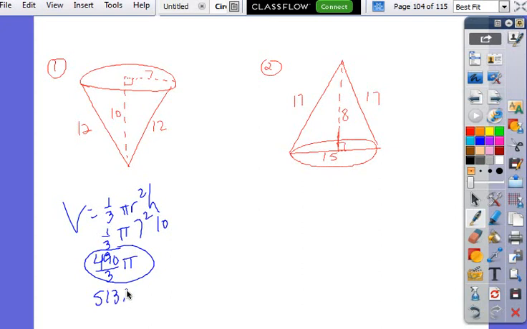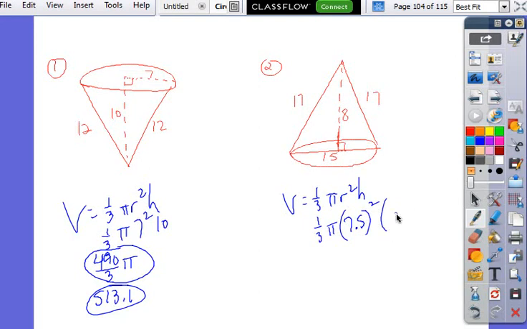So when I come over here to the second one, I'm going to do 1/3 times pi. What is the radius on this one? 7.5. Can't do the 15 because that's the diameter. Height is... all right, y'all are going to have to tell me this one too. What is the exact version on this one?